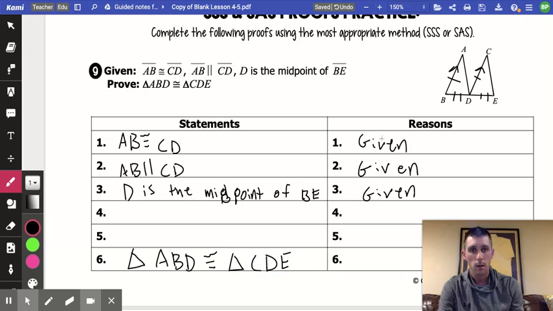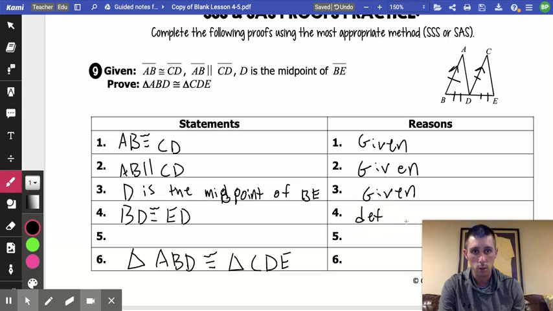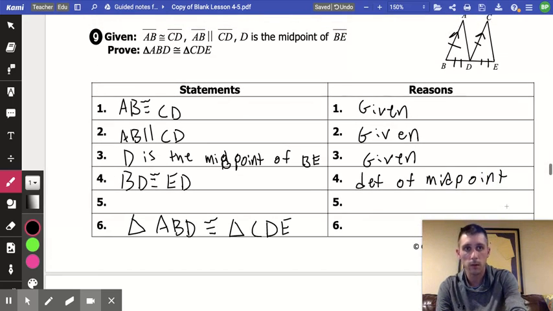All right, so let's just talk. We have 4 and 5 that we have to fill in. How did we know that BD is congruent to DE? So we could say BD is congruent to ED by what reasoning? Since D was the midpoint of that line, that is the definition of midpoint.